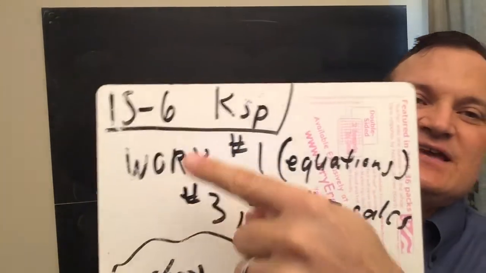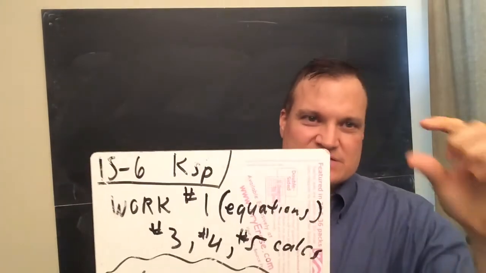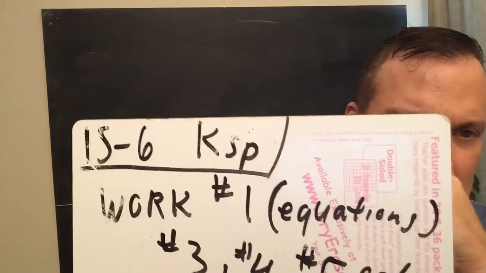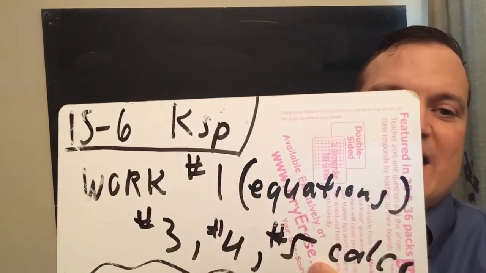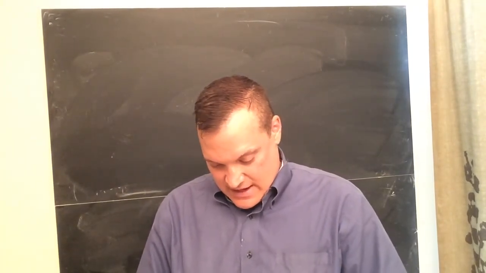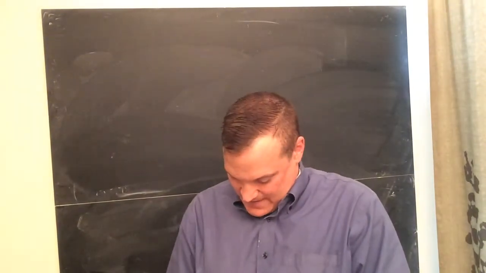Okay, 15.6 Ksp. Work number 1, they're going to be writing some equations and write the Ksp equilibrium expression. And then do calculation number 3, 4, and 5 on the worksheet. Now, the good news about what I'm going to go over here is we've already gone over it in an earlier lesson. We went over this already, Ksp. So I think I could just go through and work some problems for you, and that will be about it.